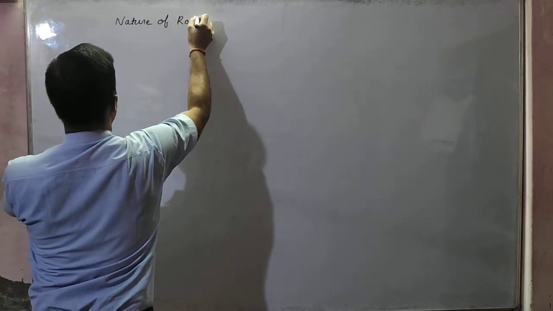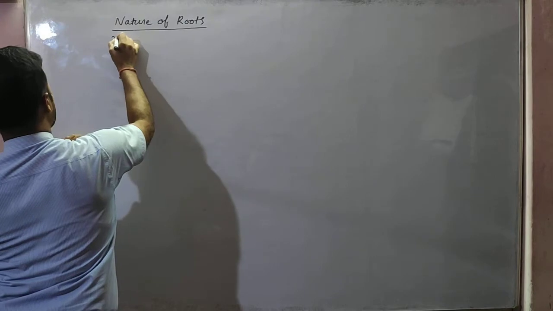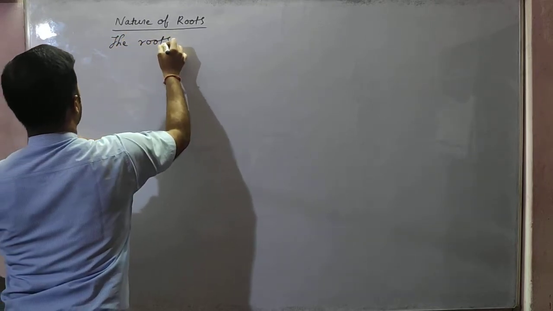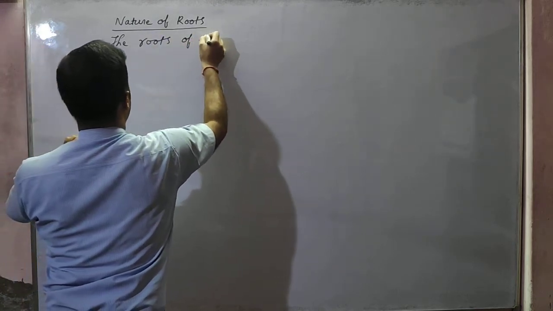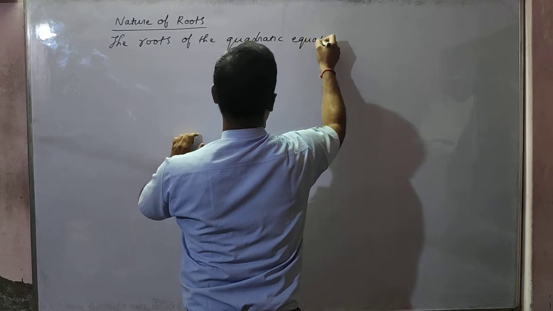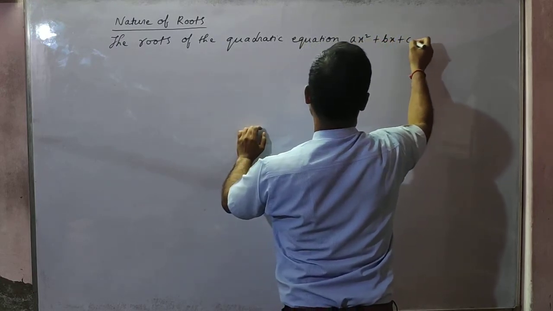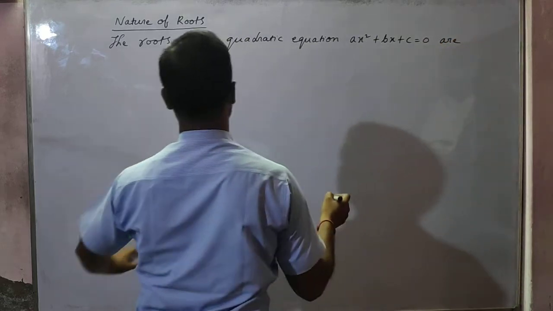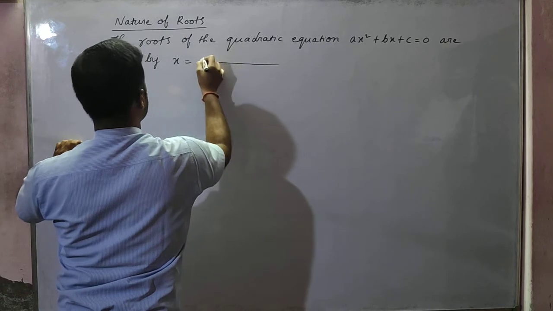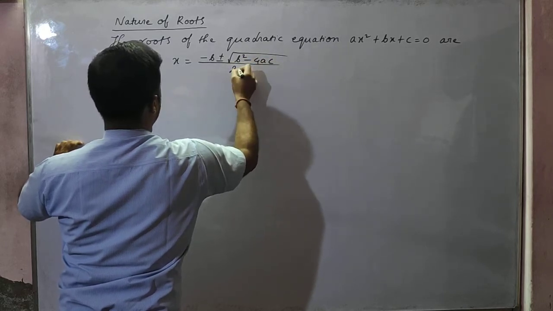Nature of roots. So we have already in the previous exercise only come to know that the roots of the quadratic equation ax square plus bx plus c is equal to 0 are given by x is equal to minus b plus minus root over b square minus 4ac by 2a, isn't it, students?